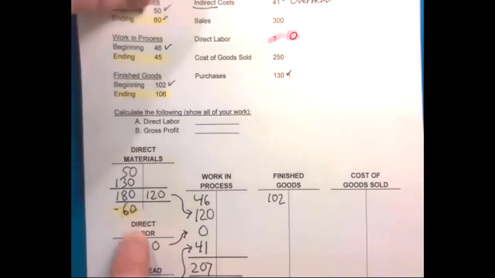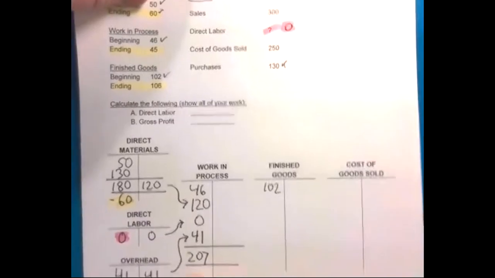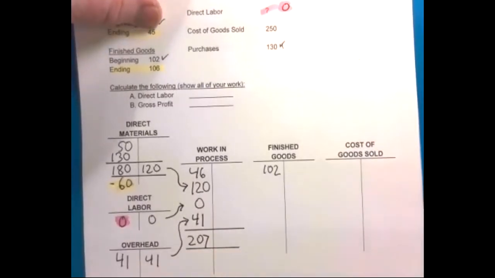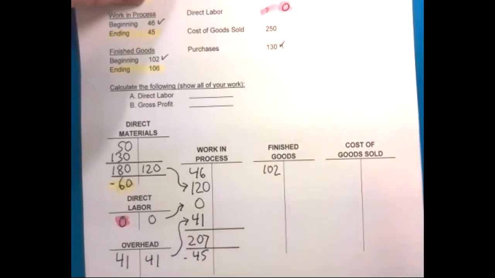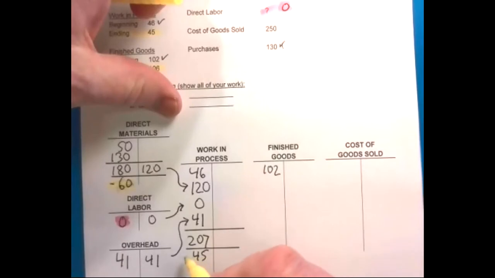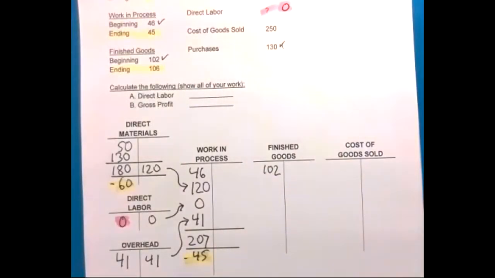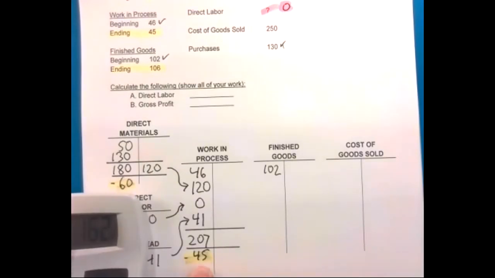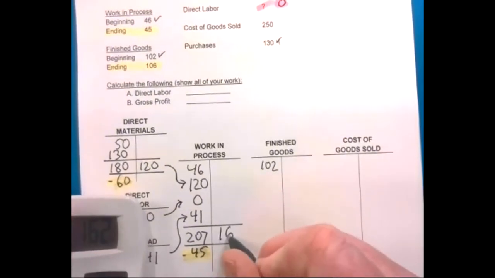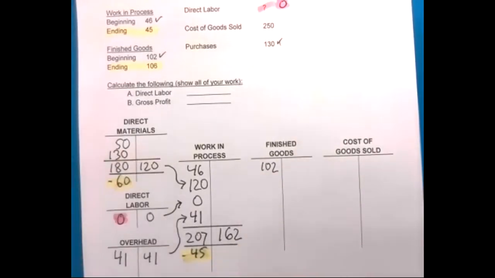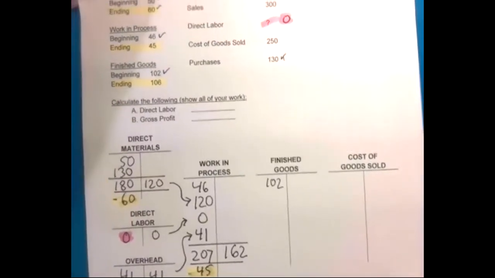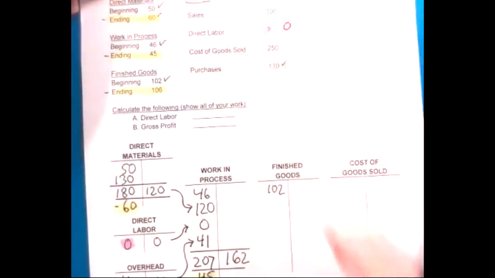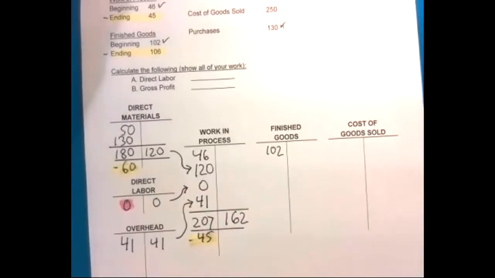Okay, so this is the first ending. So then we'll go to here, it'll be the 45. Okay, so 207 minus 45. So, in other words, there's 45 we're still working on, so the rest of these must have been finished. And these ending ones will always get subtracted. I should be putting those in there, but the idea is the same, that you're going to use that to figure out what goes into the next.